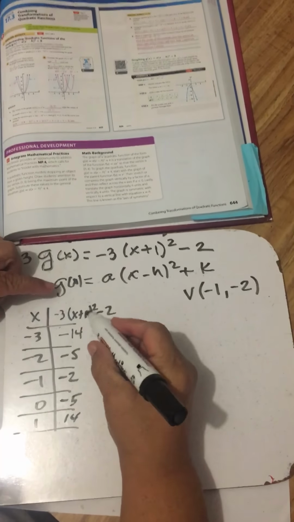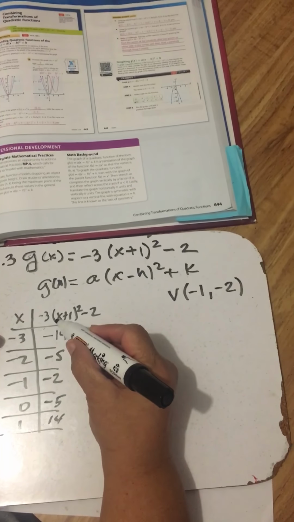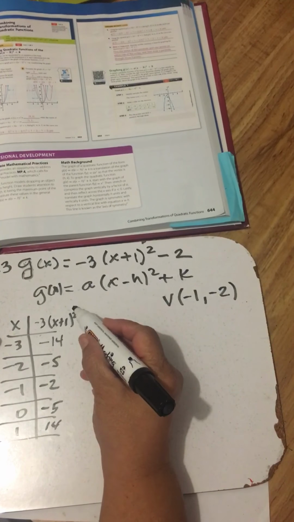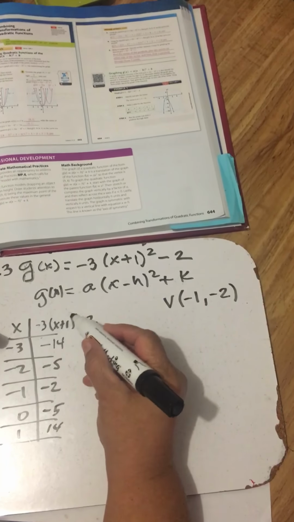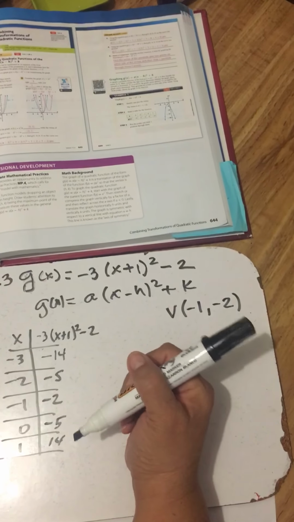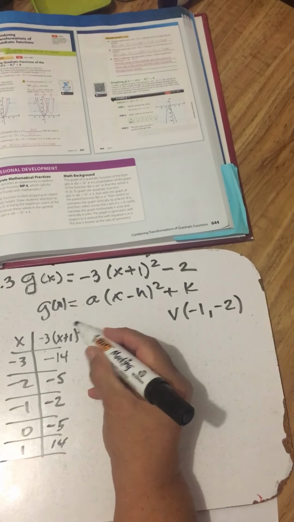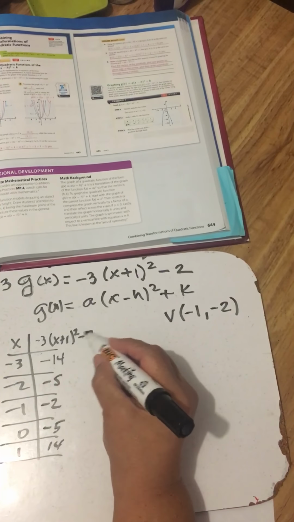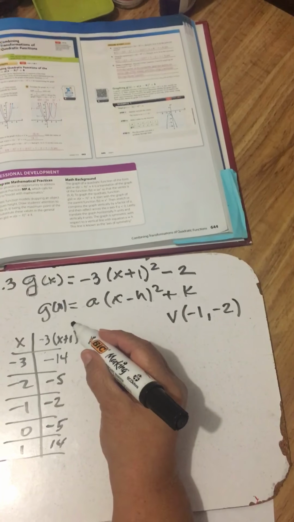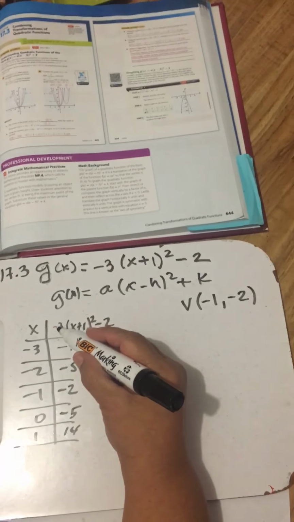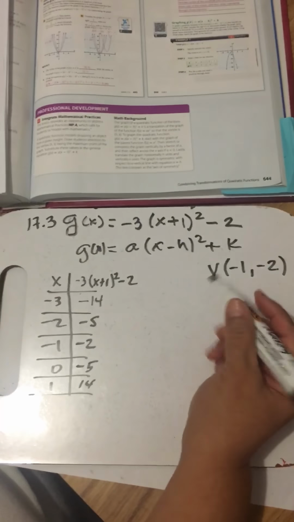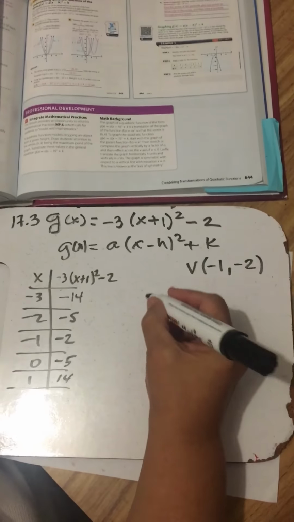Okay, how do we obtain this? Is to substitute here. Minus 3 plus 1 is minus 2, squared is 4. Sorry, it's going to be minus 2 squared is 4, times minus 3 is minus 12, minus 2 is minus 14. Then here is minus 2 plus 1 is minus 1, squared is 1. Then times minus 3 it's minus 3, minus 2 is going to be minus 5. Okay? Now we're going to graph that.